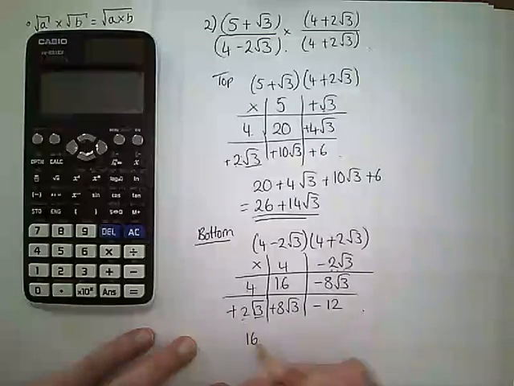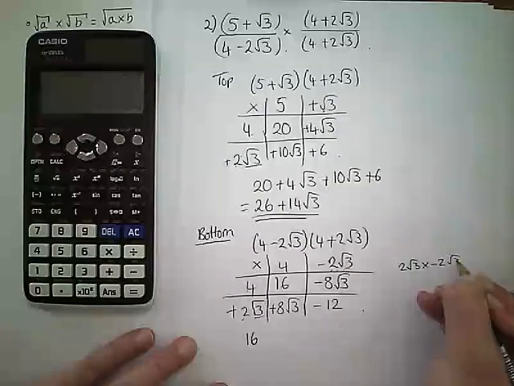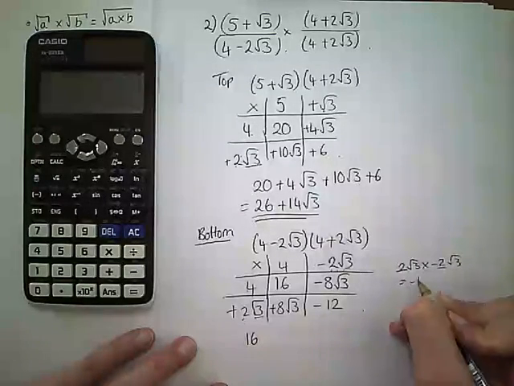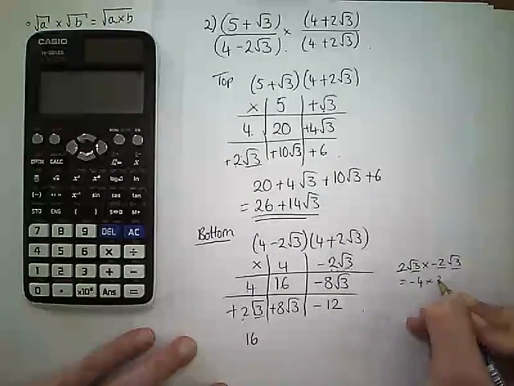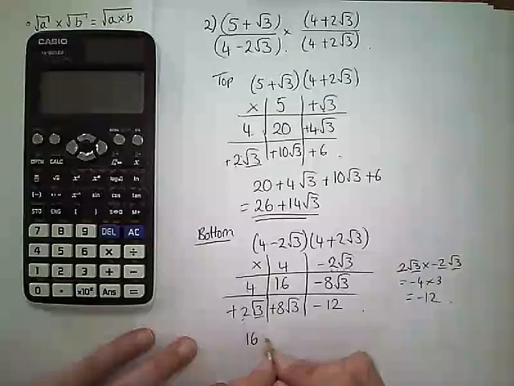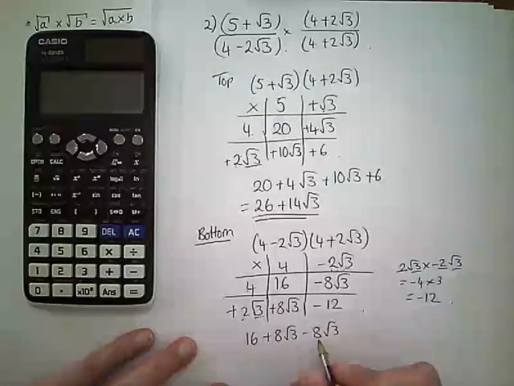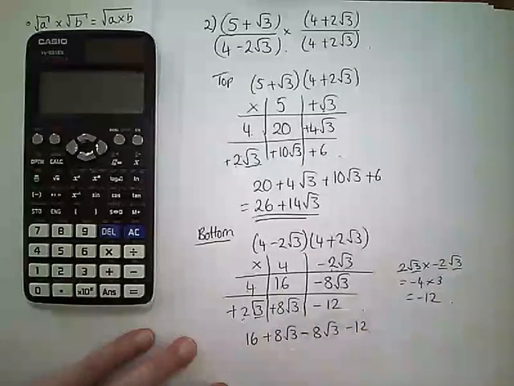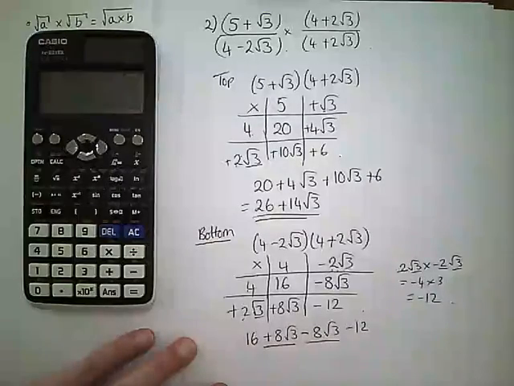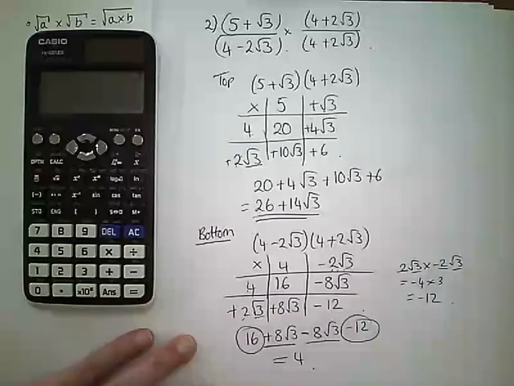So, again, if you need to write that out, 2 root 3 times minus 2 root 3, 2 times 2 is minus 4, root 3 times root 3 is 3, minus 12. That's fine. Okay, write it out if you need to. We're going to write it out and then we're going to tidy. So, 16 plus 8 root 3 minus 8 root 3 minus 12. 8 root 3, take away 8 root 3, gets rid of it. So we're left with 16, take away 12, which makes 4.